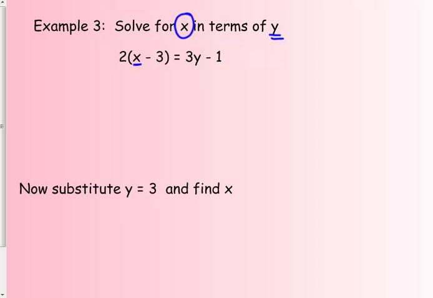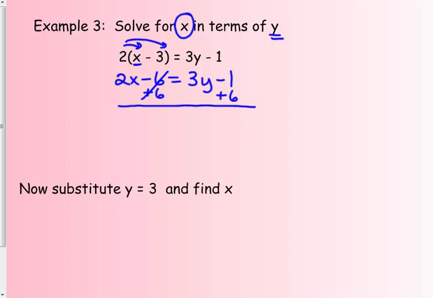Well, the first thing I would do is go ahead and distribute. So 2x minus 6 equals 3y minus 1. I'm going to add 6 to both sides. So that's simplifying this subtracting of 6 from the x. So 2x equals 3y plus 5.